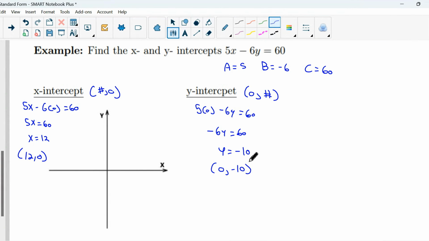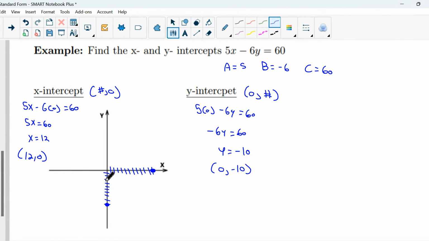Okay? So remember, our x-intercept is 12, 0. Our y-intercept is 0, negative 10. So let's go ahead and plot these points. Let's first start by plotting our x-intercept. That would give us 12 on the x-axis, which would be a point about there. And then we have our y-intercept, which is negative 10 on the y-axis, which is a point about there.